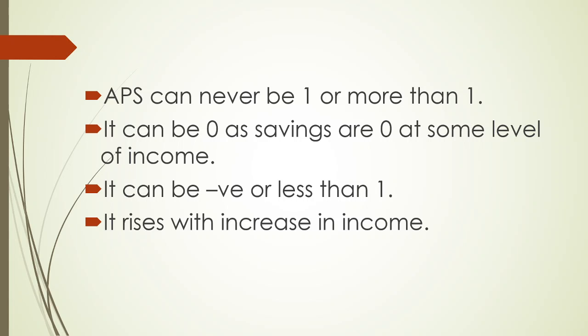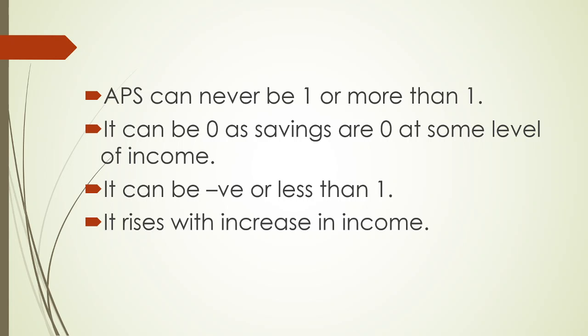Since saving can never be equal to income, APS can never be 1, and saving can never be more than income. Whatever income you get, from that only you will save. Saving is a part of income, so it can never be more than income. So APS can never be more than 1.